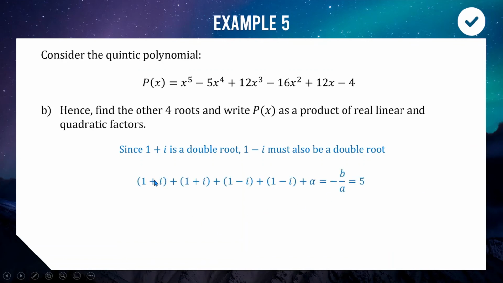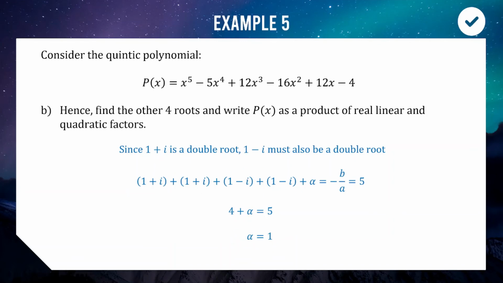Okay, we have 1 plus i doubling up. The conjugate is doubling up. There's only 1 left over. Let's just call it alpha. We can pretty quickly solve for this by summing the roots and setting it equal to negative b over a, which in this case will be 5. All these imaginary terms cancel out, and we end up with 4 plus alpha is equal to 5. So very quickly, we've figured out that the last root is indeed 1. So we've got 1, 2, 3, 4, 5 roots all found.